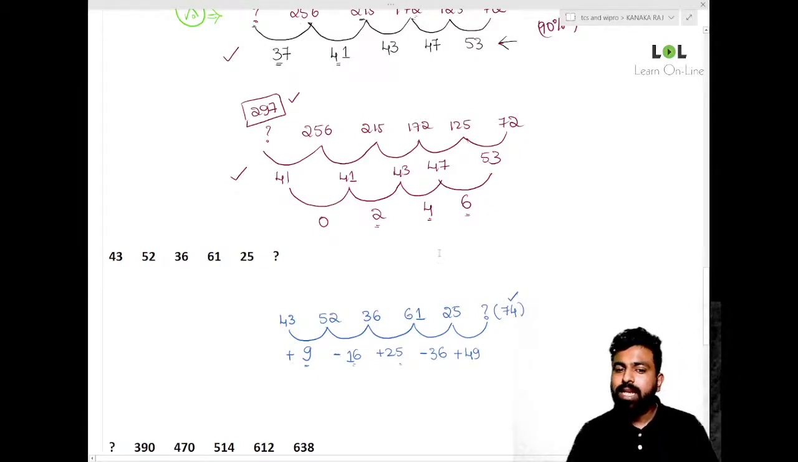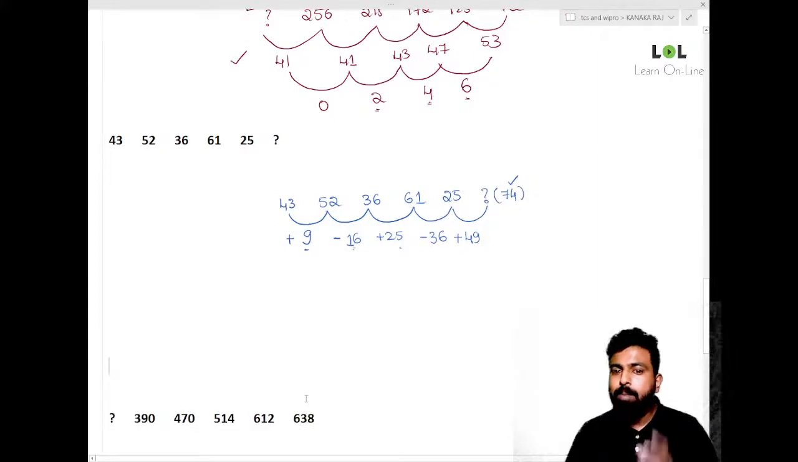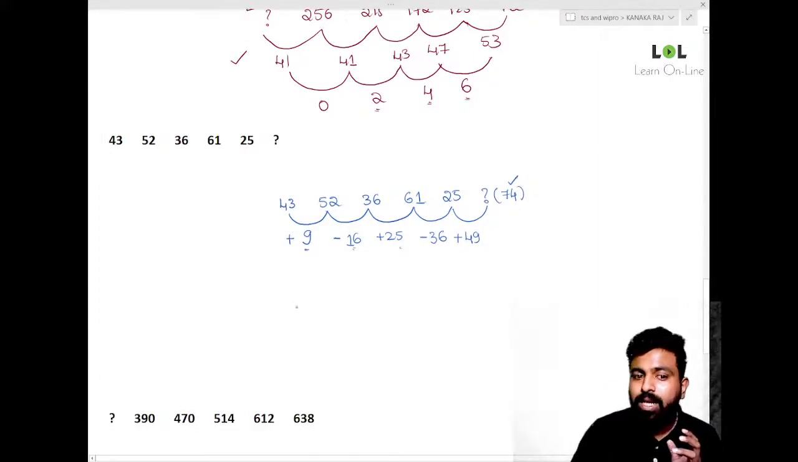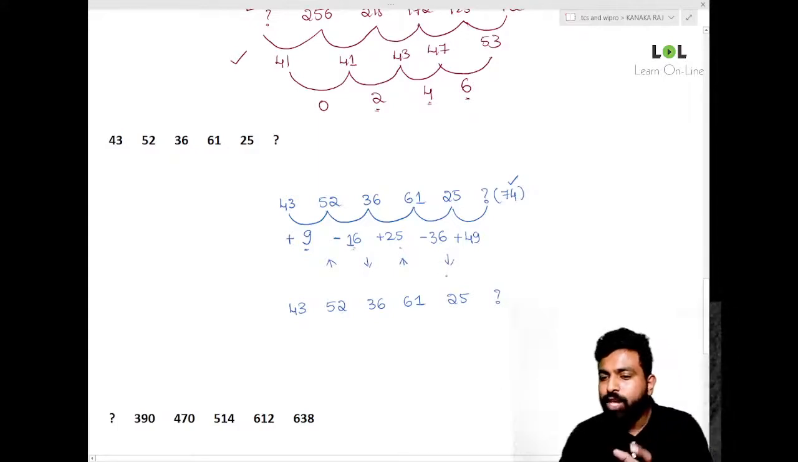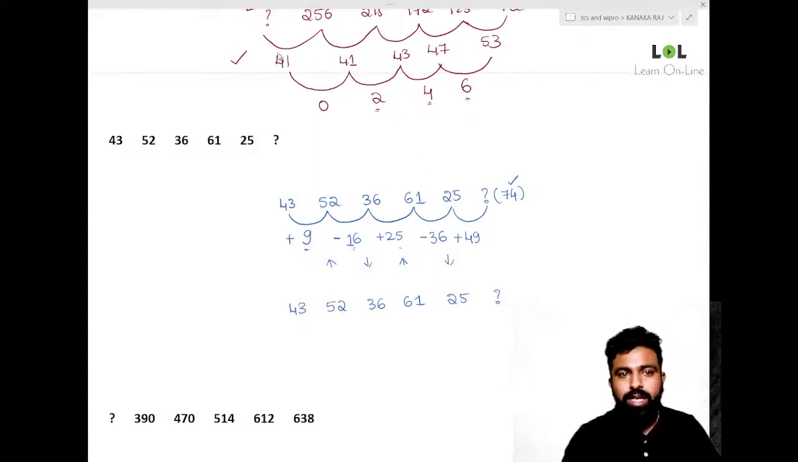But then, generally, I will not be preferring this method. This is also easy. But why will I not prefer this method? Let me show you another method, people. Whenever you get a question like this, it is called an alternate series. Why do we call it an alternate series? Observe this. The number is increasing, 43 is increasing to become 52. 52 is decreasing. Again the number is increasing, again it is decreasing. Whenever you have such series, use the alternate series method, people.